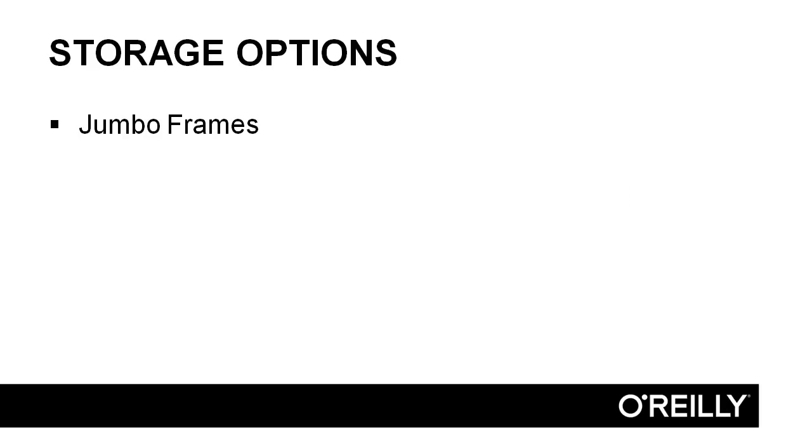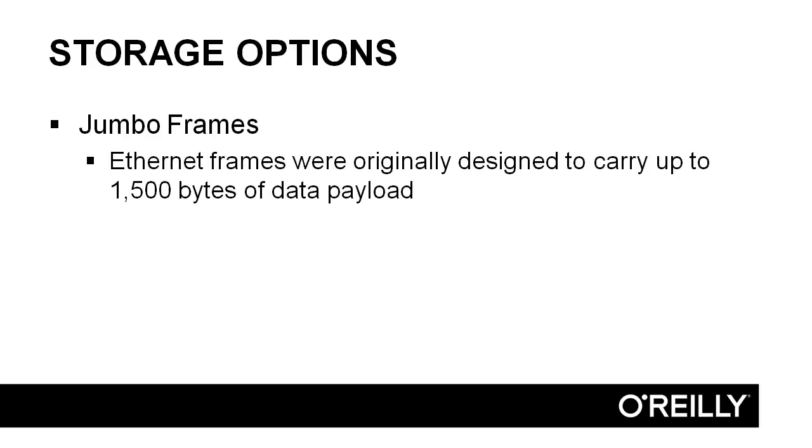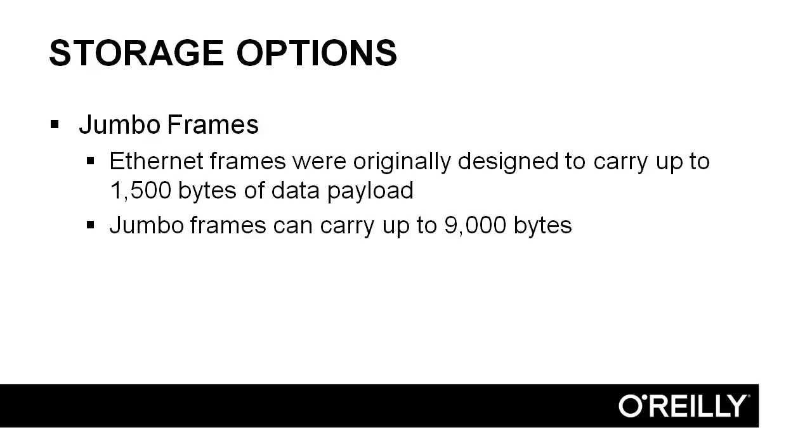Jumbo frames, this is a term you're going to hear, and this is really cool stuff. Originally, Ethernet data frames, or data packets if you want to think of them that way, were designed to carry up to 1,500 bytes of data payload. So that was kind of cool. But now that we're starting to work with and deal with and move around a whole lot more data, jumbo frames have come along and they can carry up to 9,000 bytes.